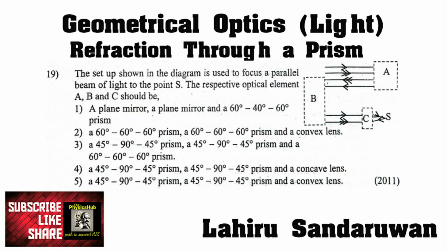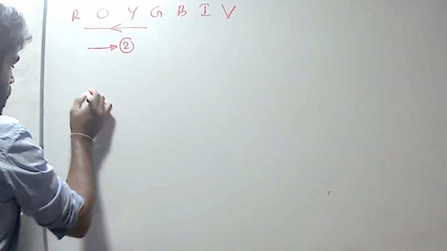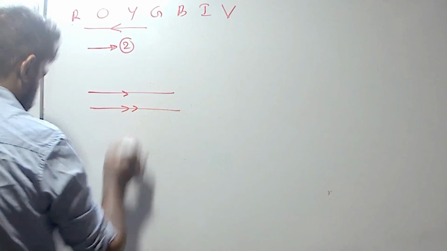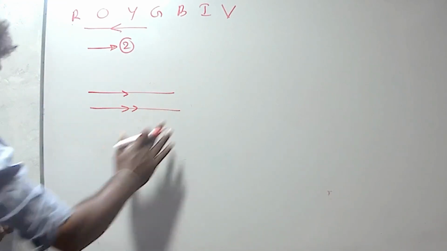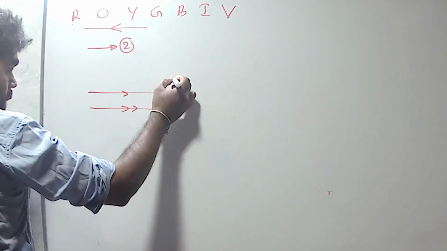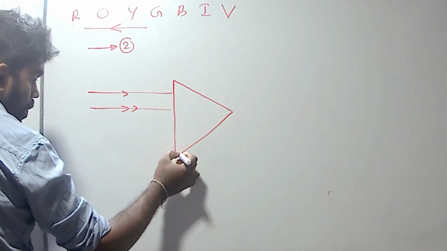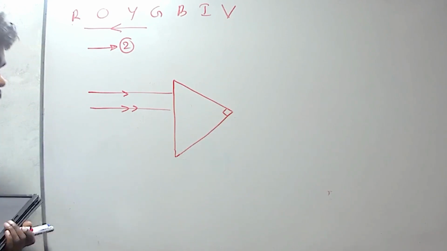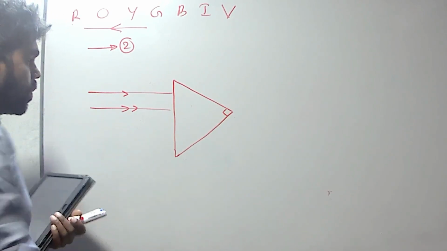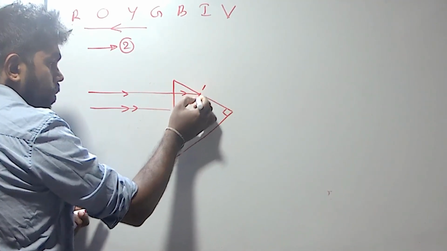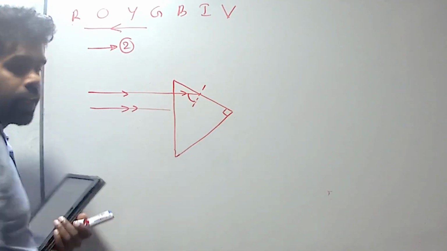The setup shown in the diagram is used to focus the parallel beam of light to the point X. The respective optical elements A, B and C should be? There are 2 rays like this. We can place a prism at this place with 90 degrees prism angle. Then we can observe this angle is 45 degrees.